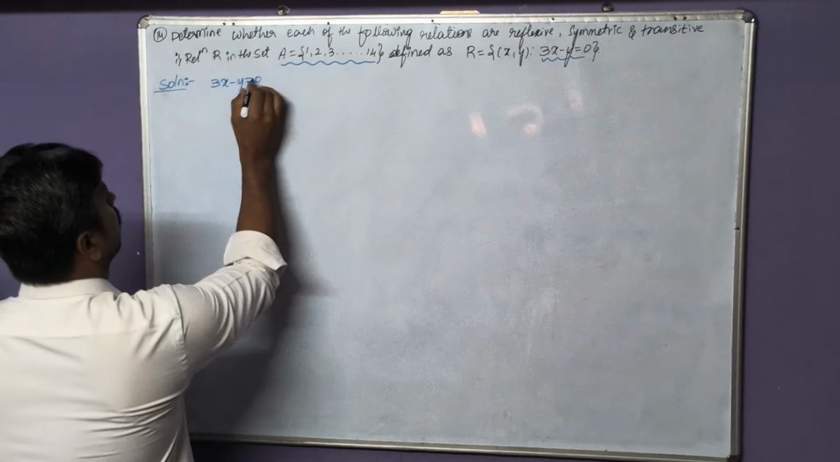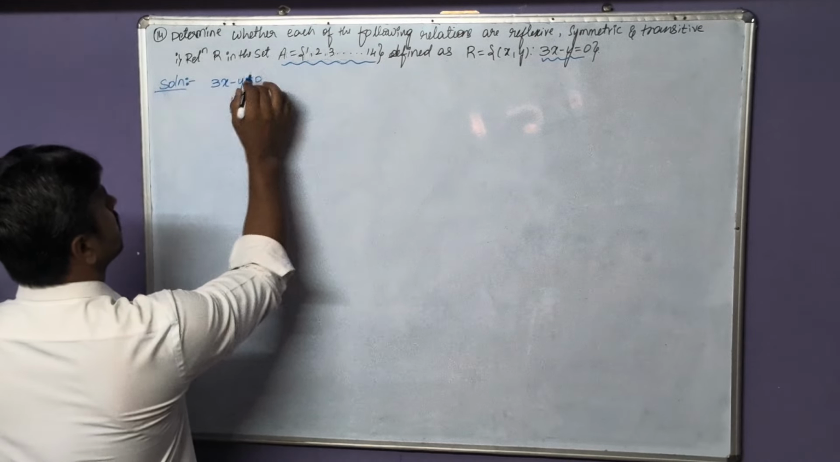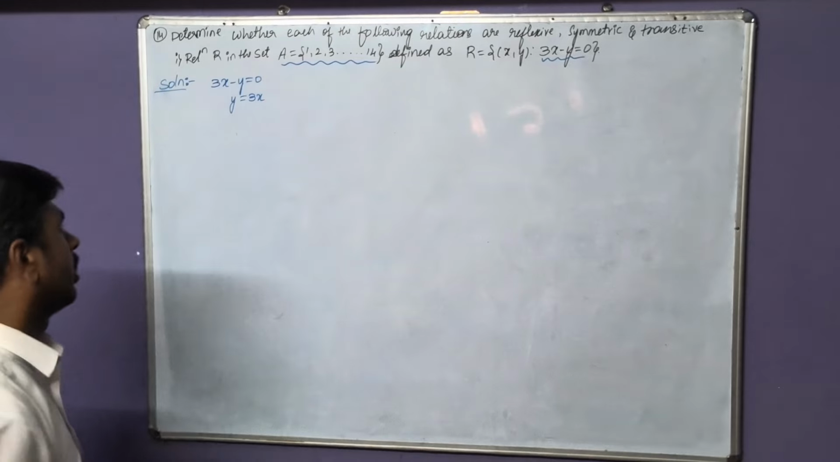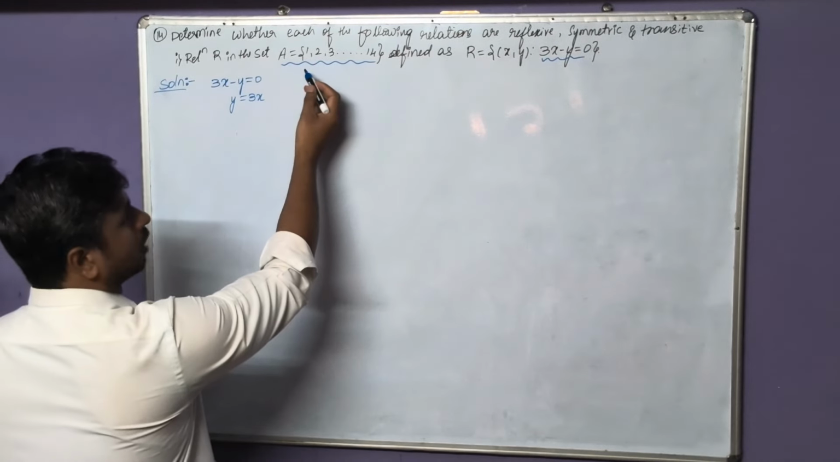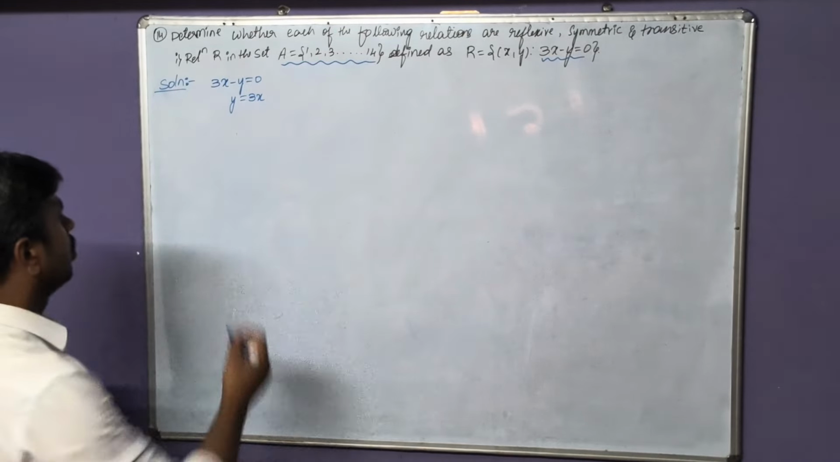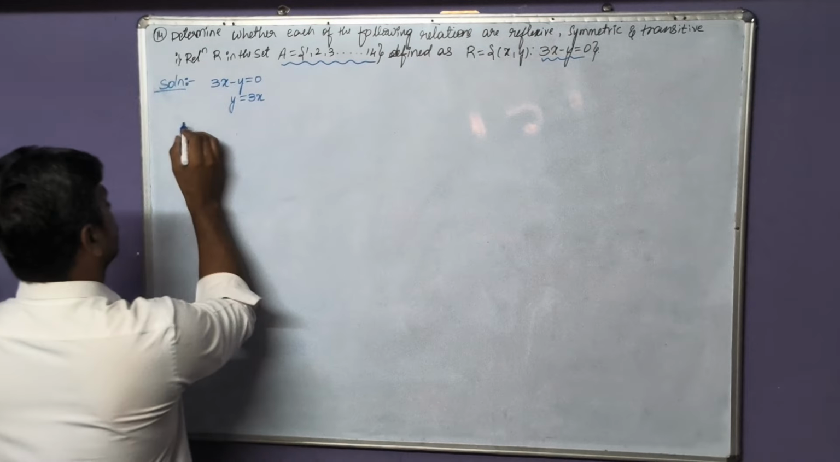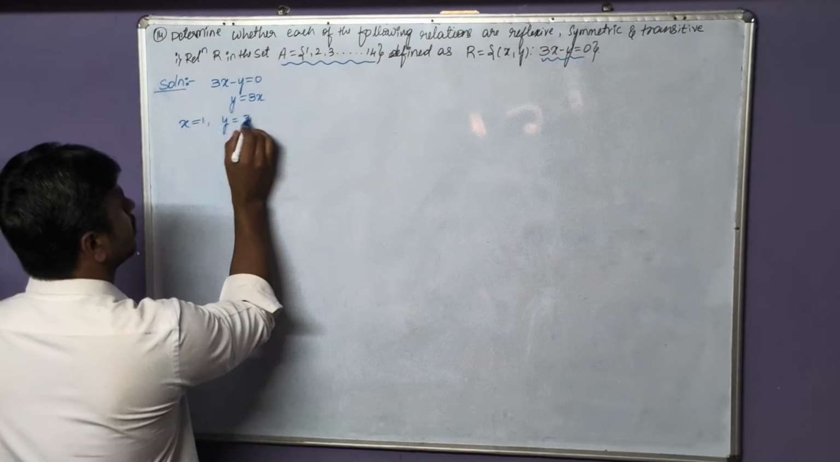So if I take y to the other hand side, we get y is equal to 3x, or 3x is equal to y. Accordingly I had written. Now I will take the input value. What is the input value? Our input and output both should be from the given set A. So I can take the value of x as 1. When x is equal to 1, y value will become 3 into 1, which is nothing but 3.